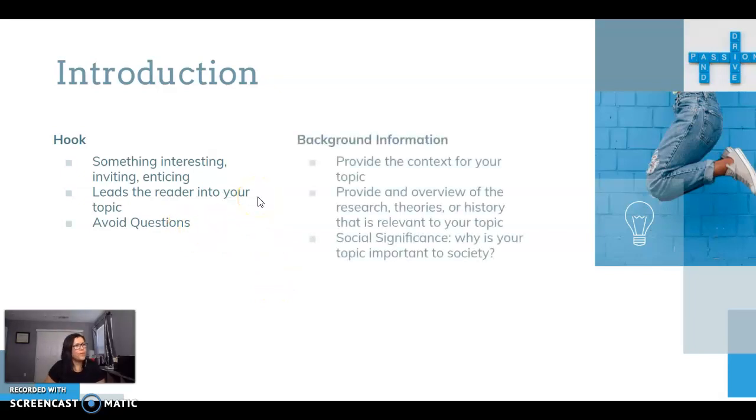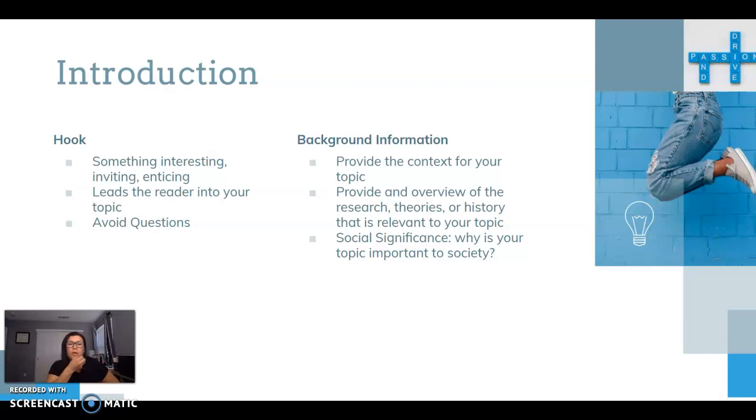All right. Then the other part of an introduction should be some background information. Right, so provide the context of your topic. Provide an overview of the research, the theories, or history that is relevant to your topic. Also, the social significance, meaning why is your topic important in society? Why is it relevant?